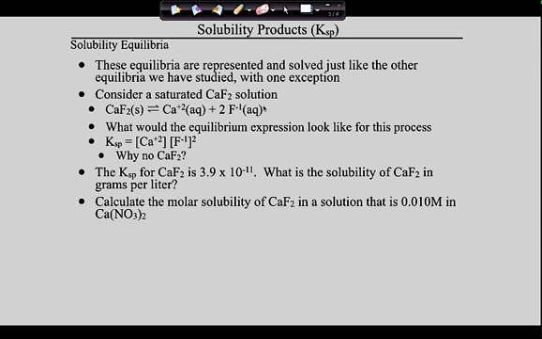Calculate the molar solubility of calcium fluoride in a solution that is 0.01 molar in calcium nitrate. Write it down. Then we'll talk about the logic. Then we'll do the math. Calculate the molar solubility of calcium fluoride in a solution that is also 0.01 molar in calcium nitrate.